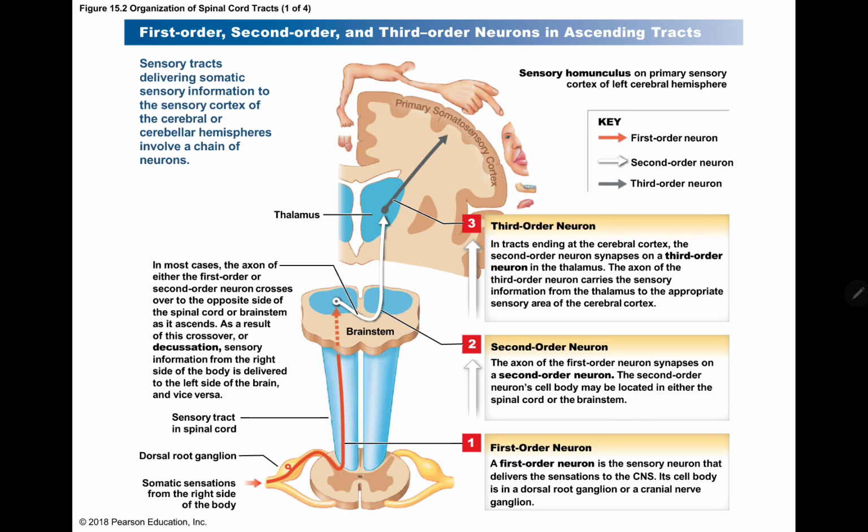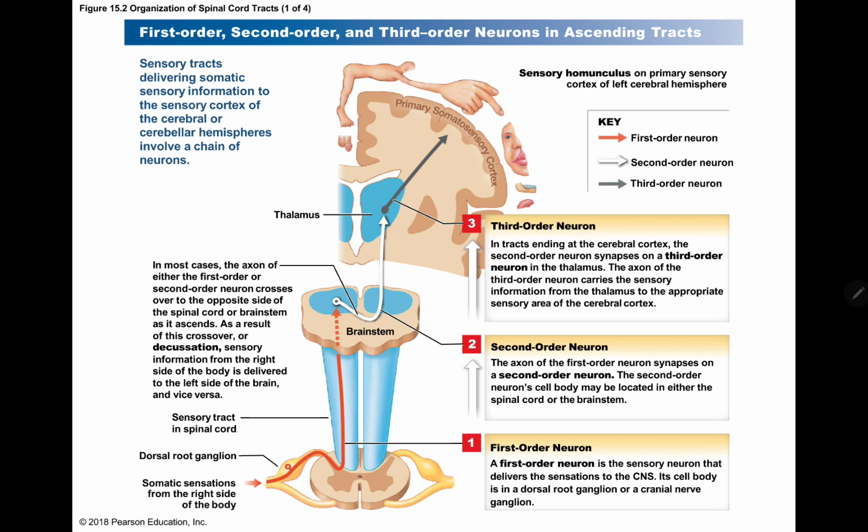So for neurons to communicate in these tracts, we have first order, second order, and third order neurons in these ascending tracts. These sensory tracts, delivering somatic sensory information to the sensory cortex of the cerebral or cerebellar hemispheres, are going to involve a chain of neurons.